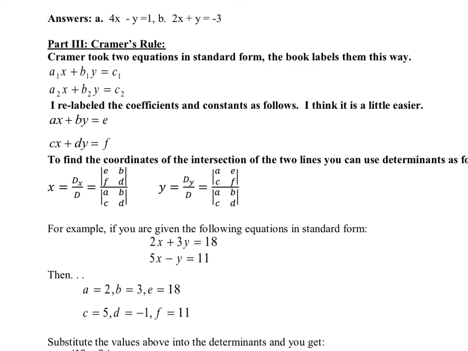Now, Cramer took two equations in standard form. Yes, our book has the subscripts and all that, which makes it confusing, so we redid it to A, B, and E, C, D, and F. So what we have is the X answer to the solution of this system is the determinant of the X variables, right? Here's my coefficients. The X coefficients get swapped out for the answer coefficients. See, the X become the answers.